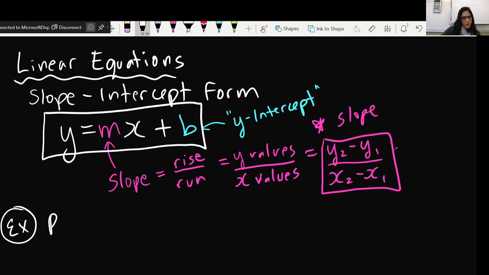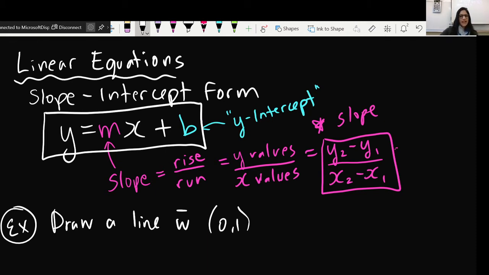Let's say we have the points, well, let's draw a line with the points 0, 1. That's the symbol for width, the W with a line on top. You'll see me use it often so that you know what it is. So draw a line with the point 0, 1 and -3, -2.